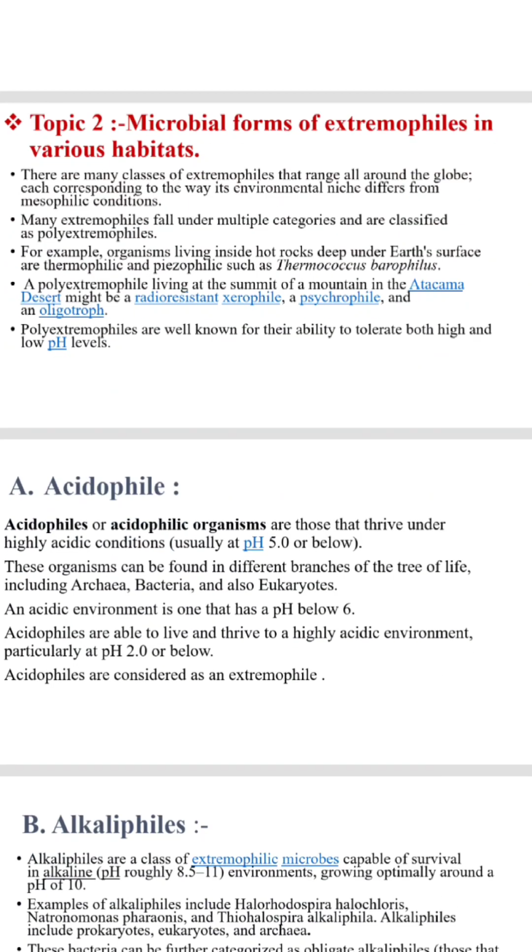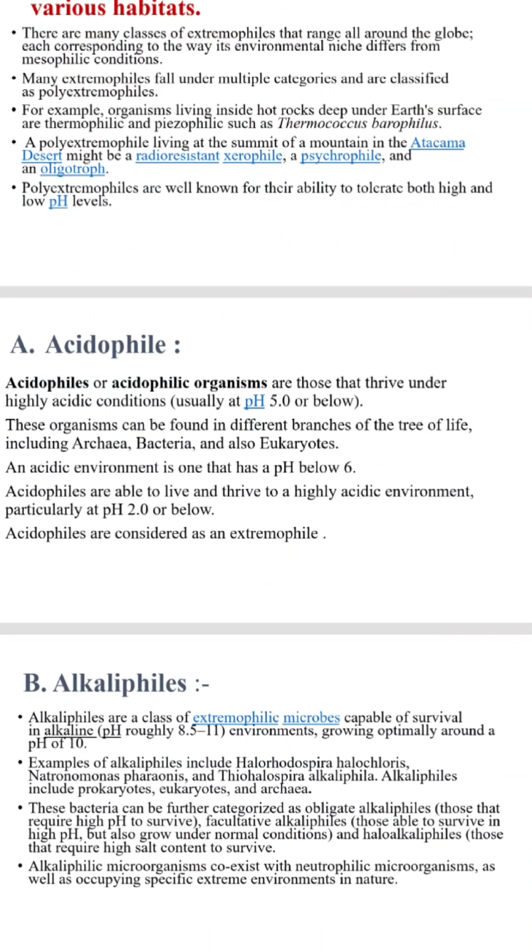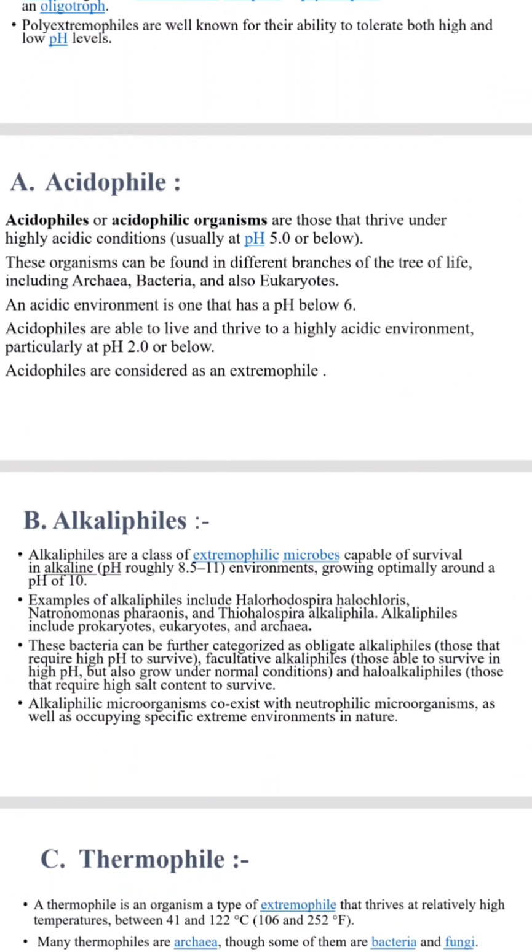For example, acidophiles. Acidophiles or acidophilic organisms are those that thrive under highly acidic conditions, usually at pH 5 or below. These organisms can be found in different branches of the tree of life, including archaea, bacteria, and also eukaryotes. An acidic environment is one that has a pH below 6. Acidophiles are able to live and thrive in a highly acidic environment, particularly at pH 2 or below. Acidophiles are considered extremophiles.